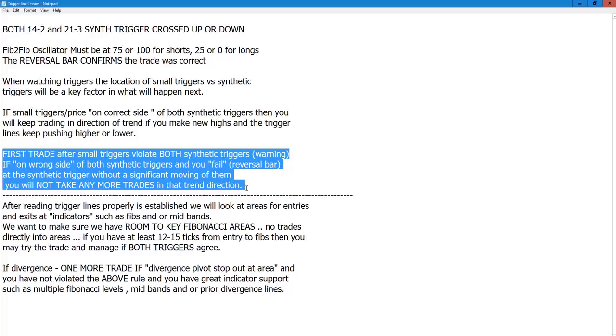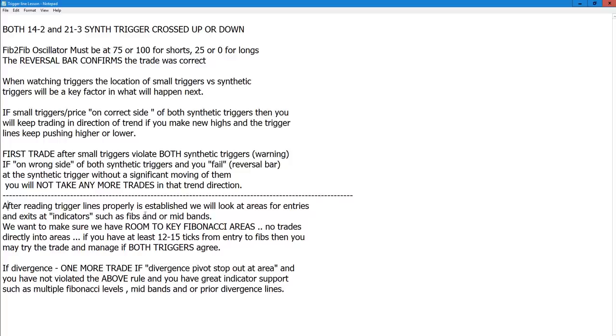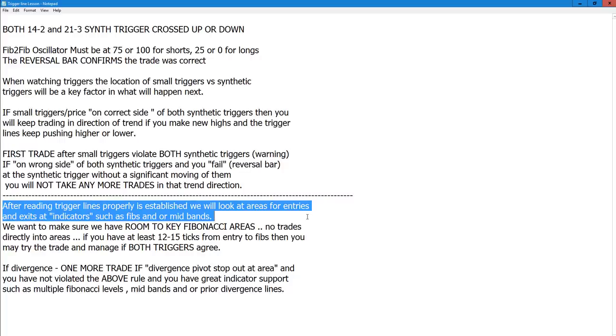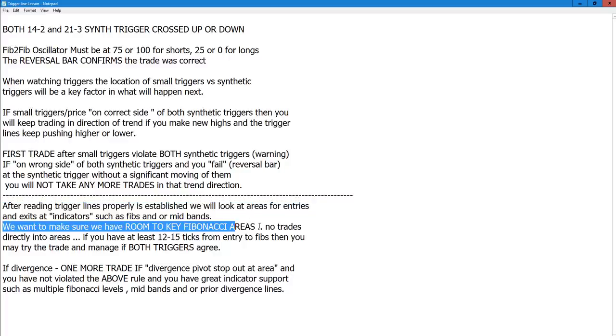Now, this is where we're at currently. Now that we've read the fibs and the trigger lines properly, we're going to look at the areas where we're going to enter. It's always the same. It's fibs and mid bands, fibs and mid bands, the support lines. We want to make sure we have room to our Fibonacci targets. Doesn't that make sense? You don't want to go long directly into a red Fibonacci area. You want to at least have 10, 12, 15 ticks away from the red line so you have enough room to manage a trade.